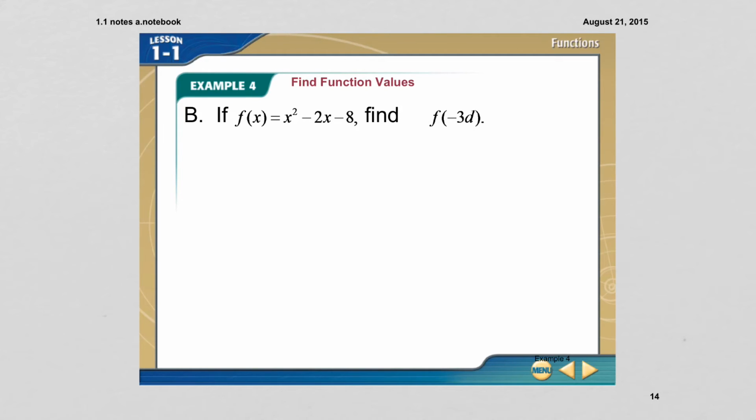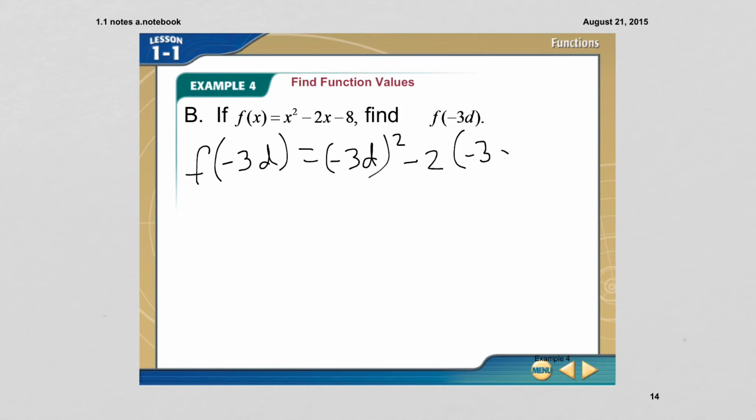Now, using the same function, we're going to replace x, this time with negative 3d. So let's look and see what happens. We've got f of negative 3d equals negative 3d squared minus 2 times negative 3d minus 8.